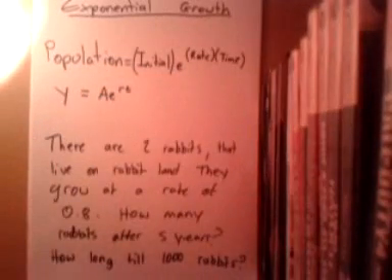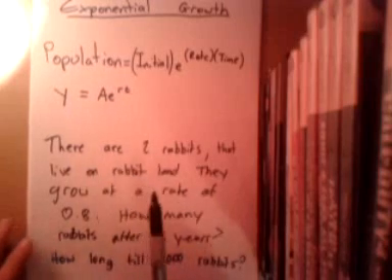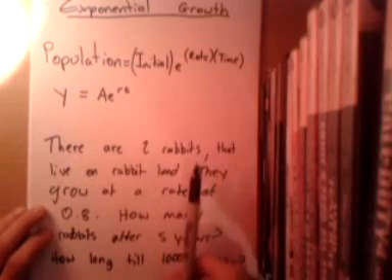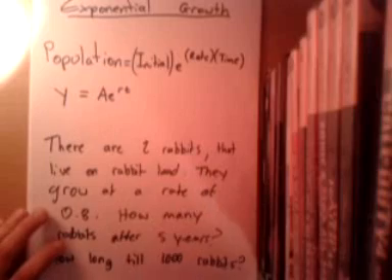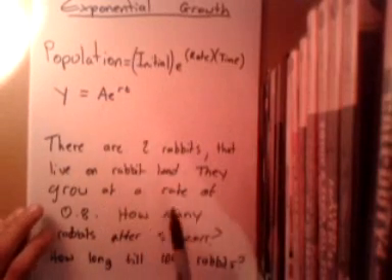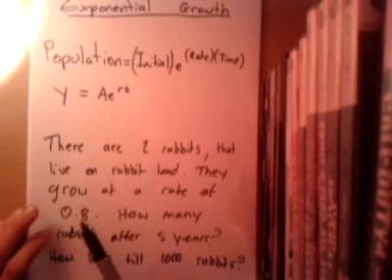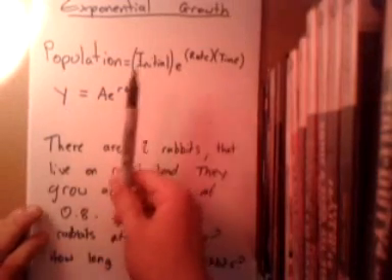Okay, let's do a video on exponential growth and exponential decay. Here's my example that I've made. We've got two rabbits and they live in rabbit land. It's really inventive. That's our initial value. They're growing at a rate of 0.8. They're at it like rabbits.